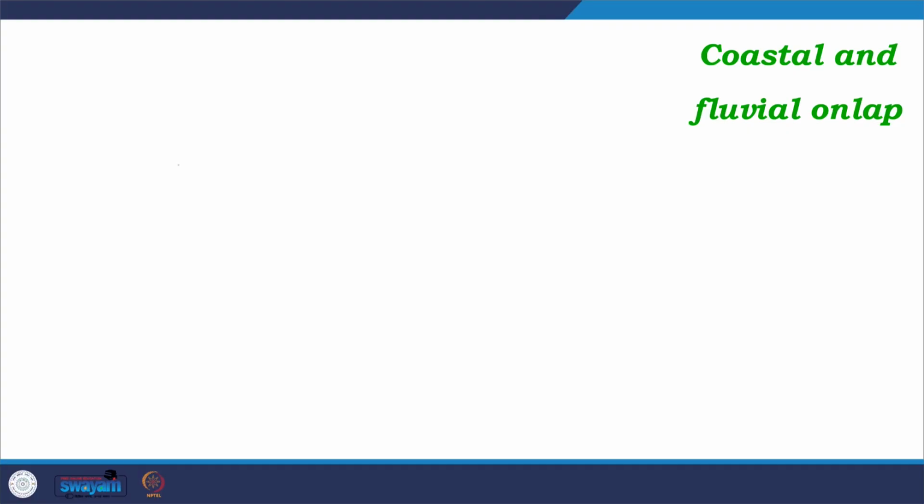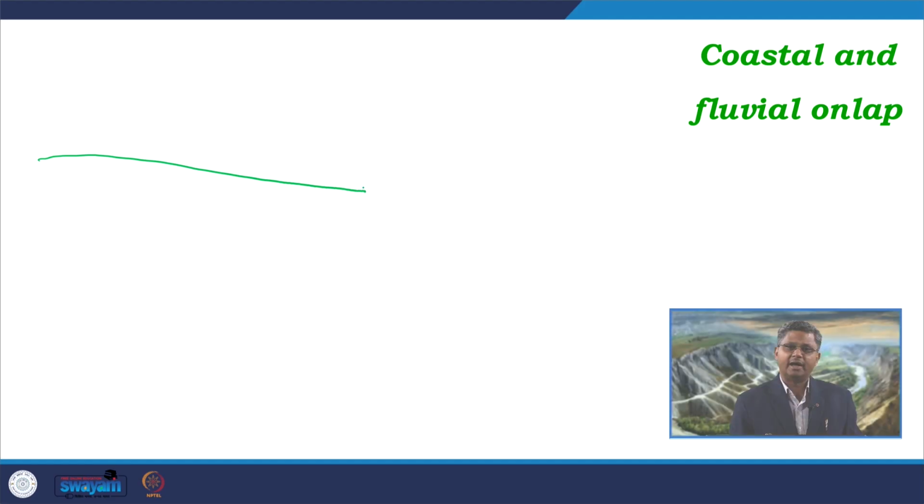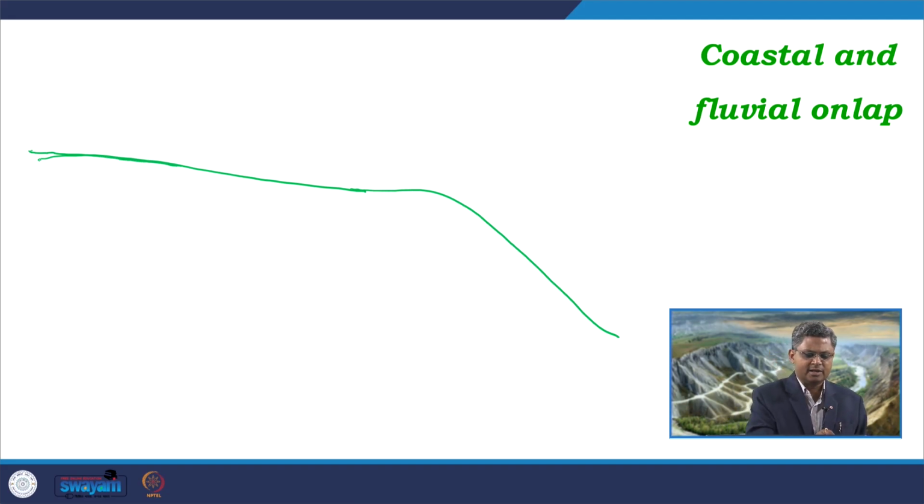So, what happens in this coastal and fluvial onlap? We can understand that, we can discuss this with respect to again a simple diagram, which is a modified diagram of the earlier one that I have drawn over here. So, we can think of the last surface which was available at the end of LST in the coastal area where shelf edge delta was forming, and in the continental side the fluvial onlap was going on.